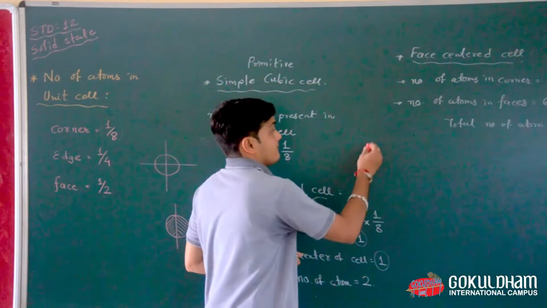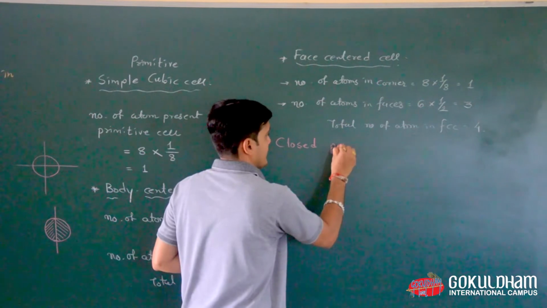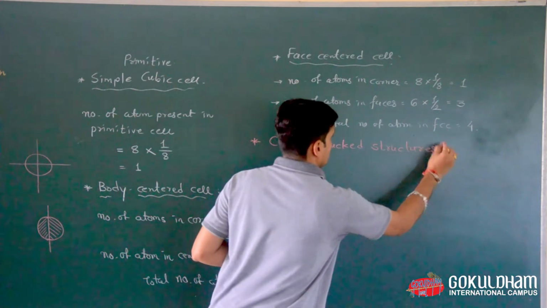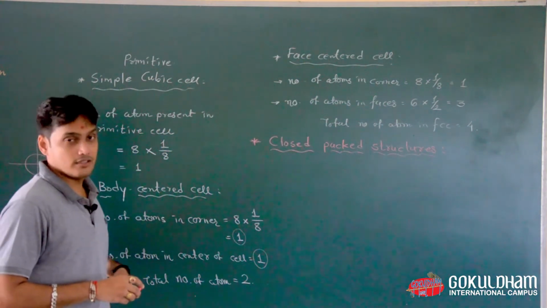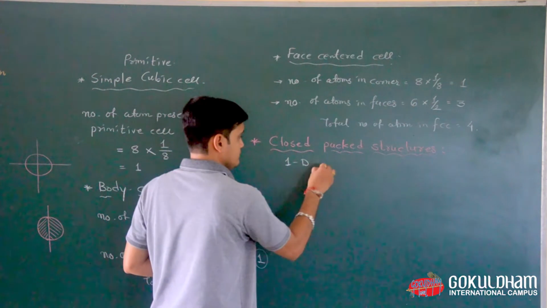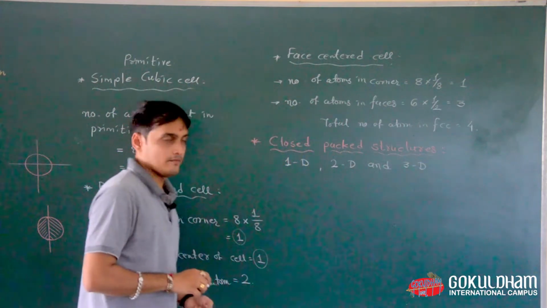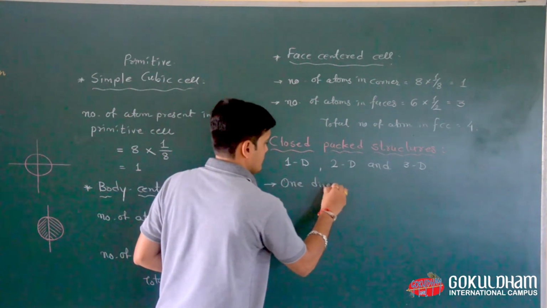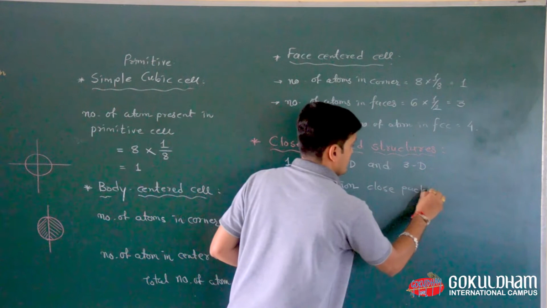In further discussion, we are going to discuss close packed structures. Close packed structures are considered in 3 different variations: 1 dimension, 2 dimension and 3 dimension. In one direction, the close packed structure.